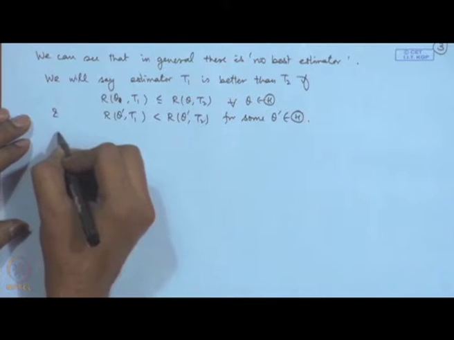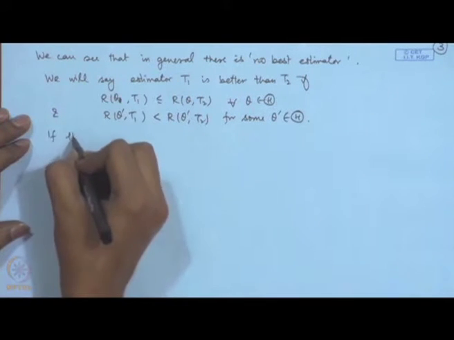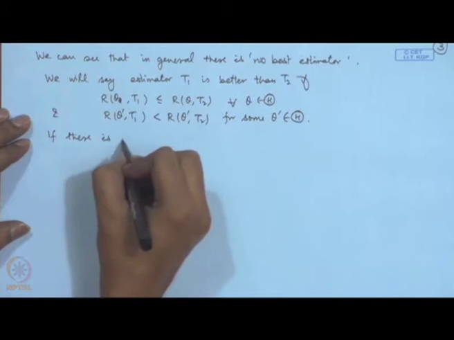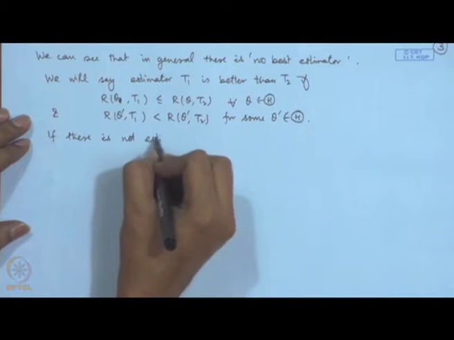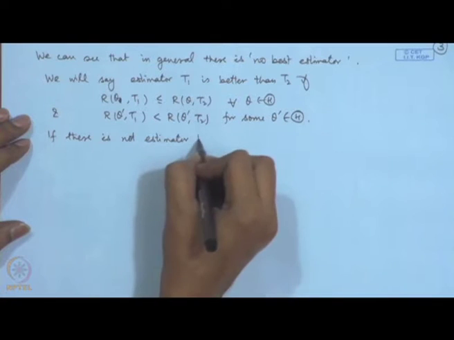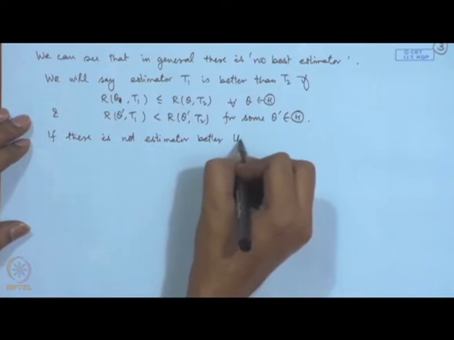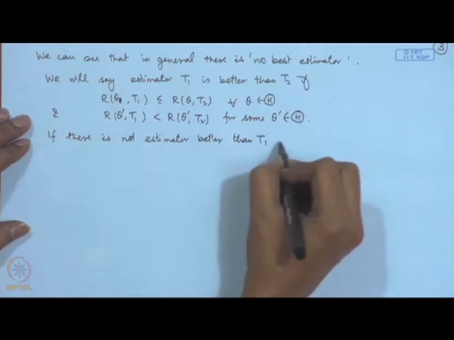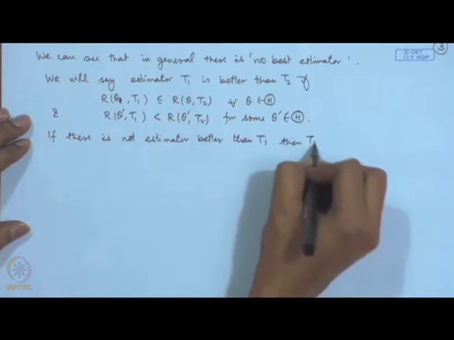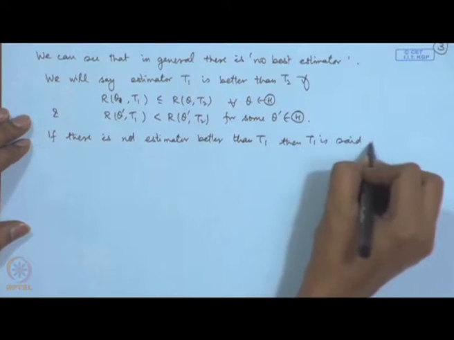So, if there is no estimator better than T 1, then T 1 is said to be admissible.